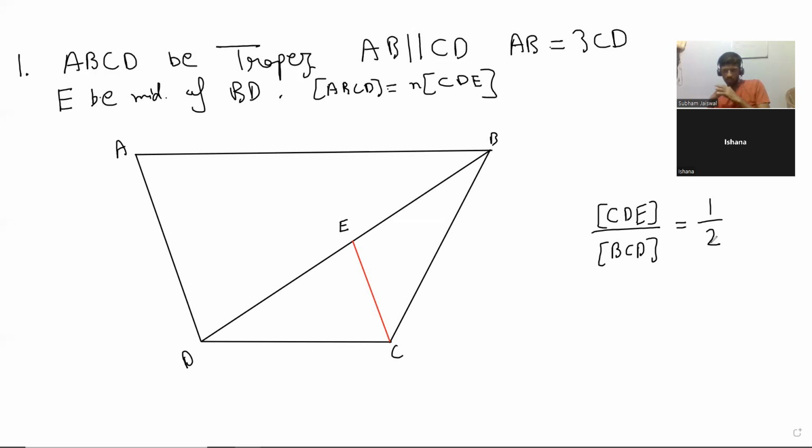Are you getting it? Yes. Right, it's a common base thing. So the CDE I'm comparing with BCD. Now what's my task? Now I want to compare BCD with the whole trapezium. Can you compare BCD with ABD?